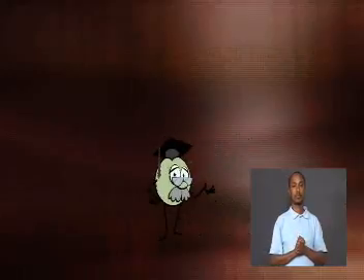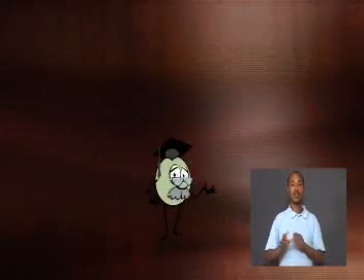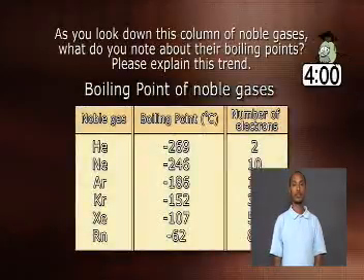Students, as you look down this column of noble gases, what do you note about their boiling points? Please explain this trend. Students, let's get ready. Begin.